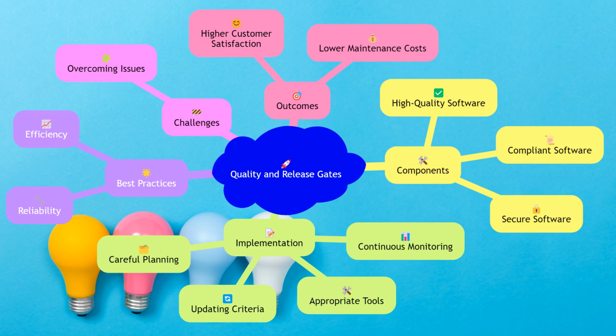Quality and release gates are essential components of a robust CI/CD pipeline. They ensure that only high-quality, secure, and compliant software is released to production. Implementing these gates requires careful planning, the use of appropriate tools, and continuous monitoring and updating of criteria. By following best practices and overcoming challenges, organizations can achieve a more efficient and reliable release process, leading to higher customer satisfaction and lower maintenance costs.